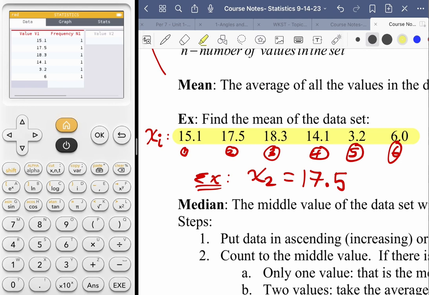All right, so I'm going to go up. Now that I have my data in, I can hit the up arrow until I get to that top row. Again, that top row is how you toggle back and forth between the different features. I can go left and right.